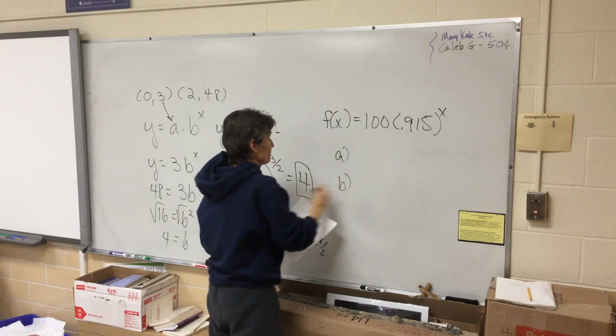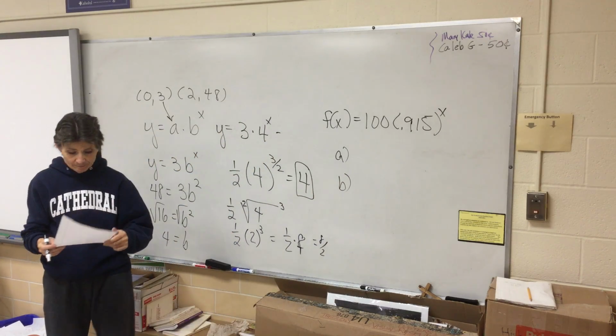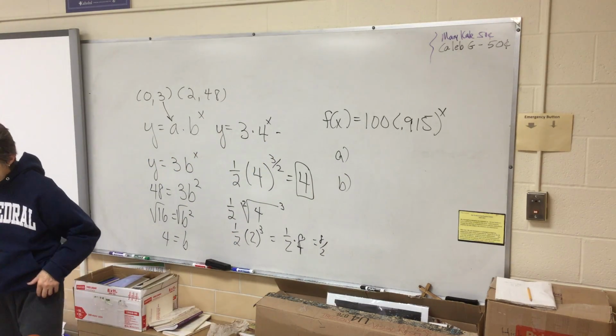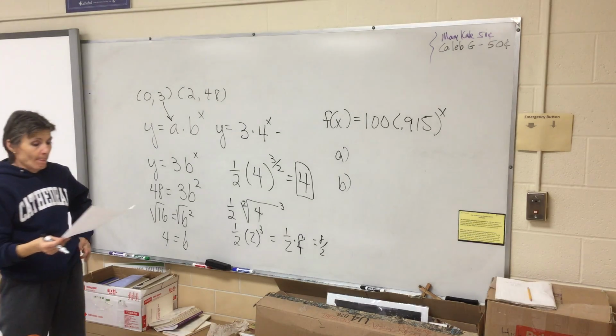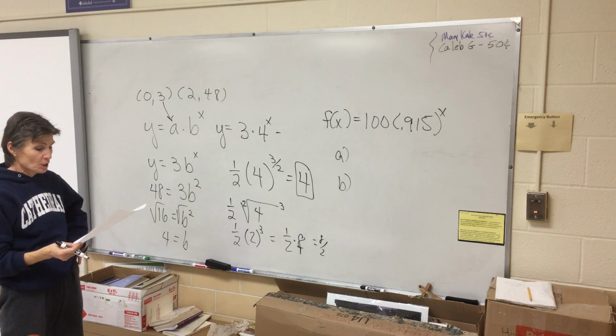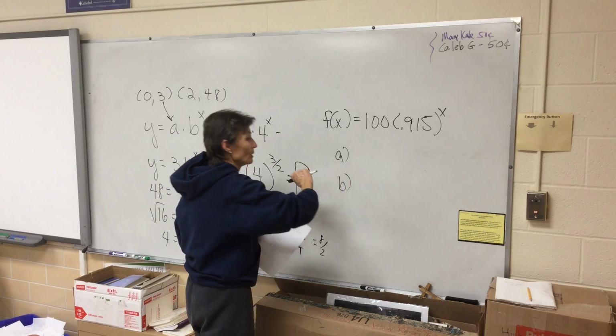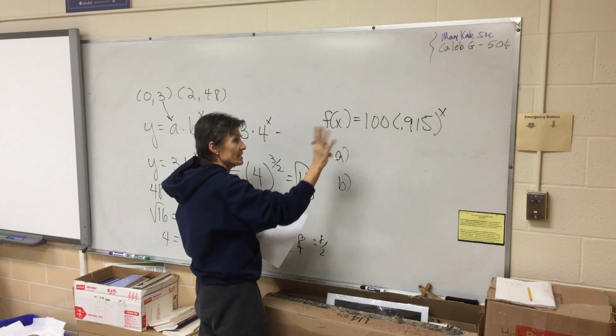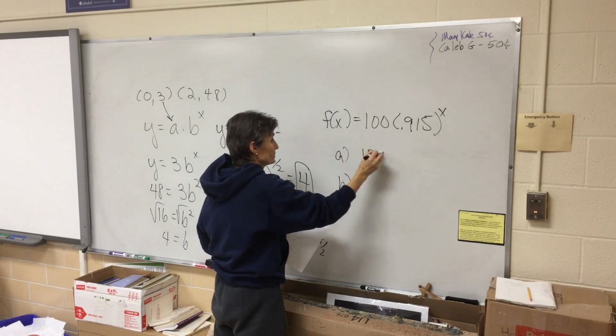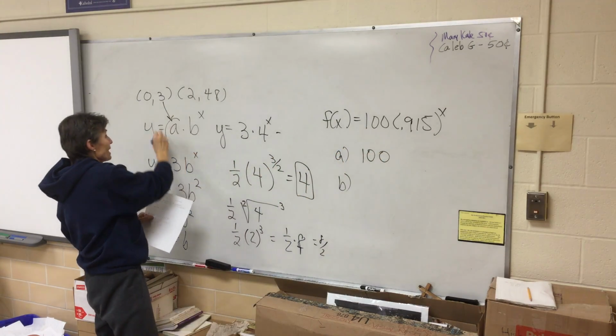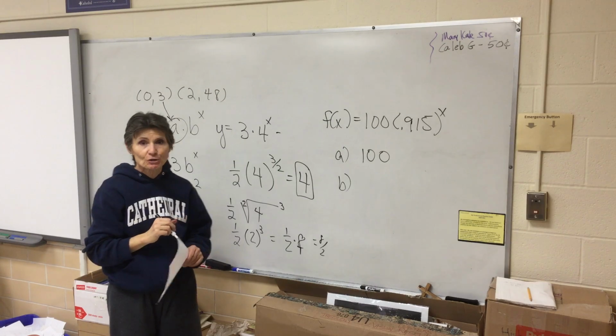All right, now for number 3, we have an exponential function, and we have to list its initial value. Well, kids, you can look at it. The initial value is right here. The initial value is a. That's your initial value every time.